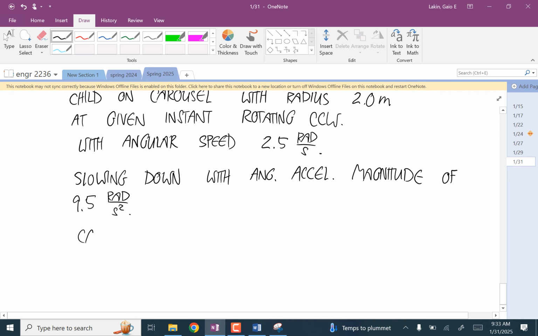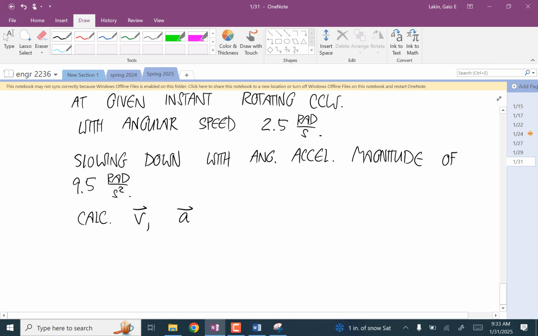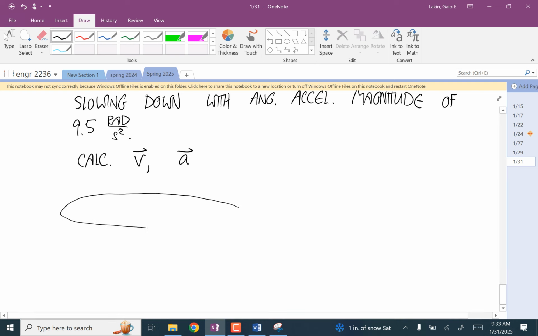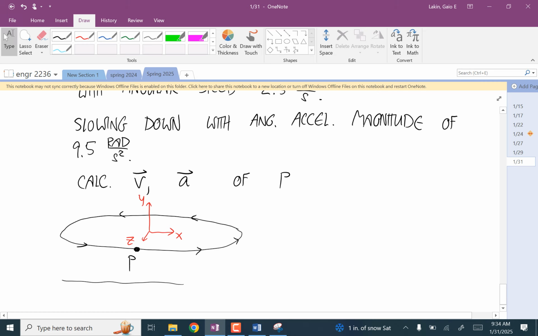And we want to calculate the velocity and the acceleration of, let me draw a picture. So the carousel is going around like this. And right at this point, where it's along the positive z-axis from the origin, that's where we want to calculate the velocity and the acceleration. Anyone have any questions about what we're trying to do here?